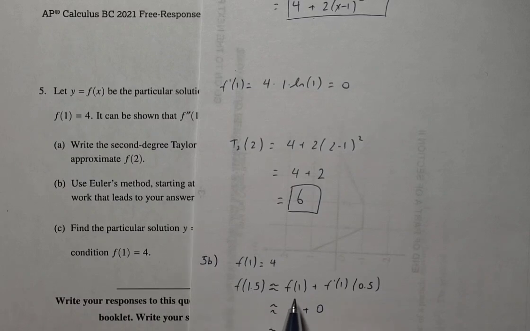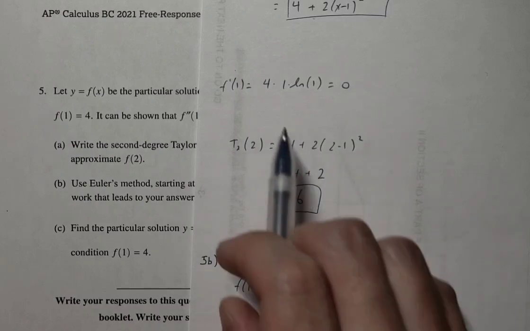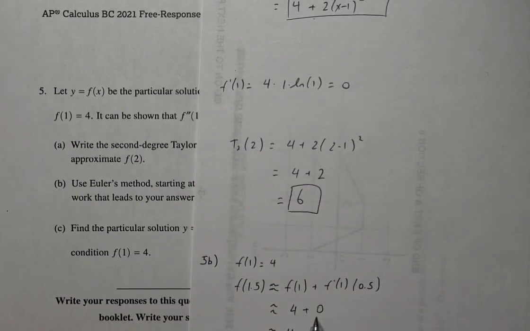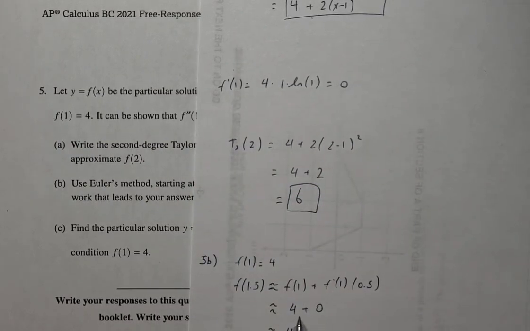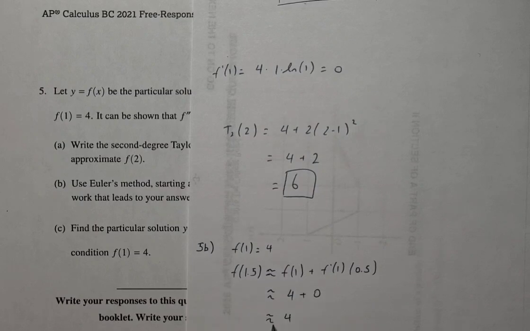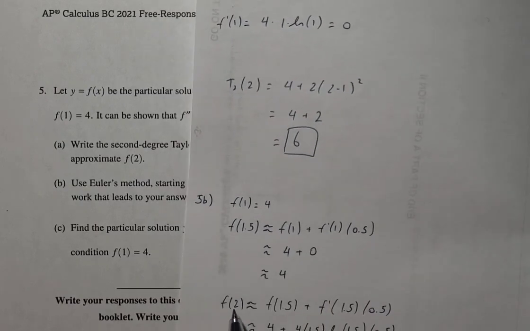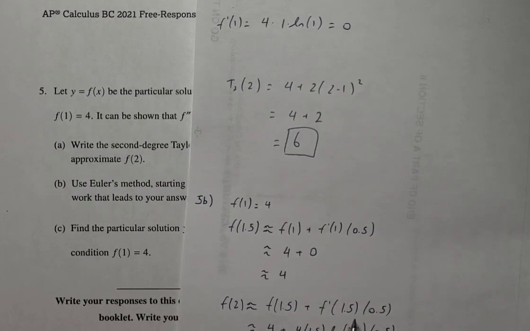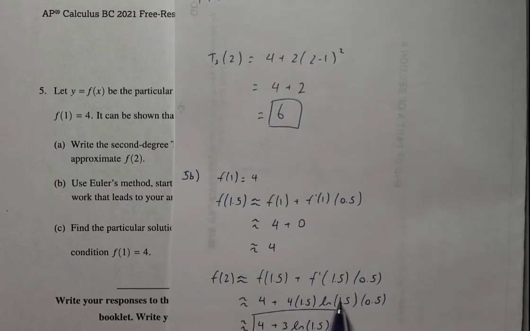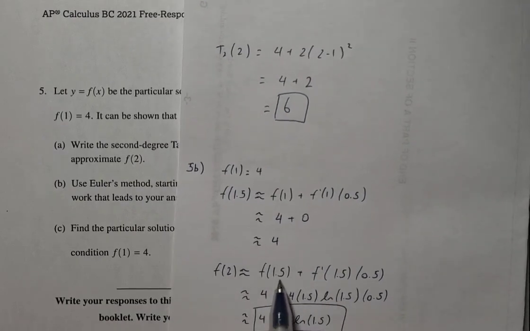So f of 1.5 is approximately equal to this. So f of 1 is 4. F prime of 1, we found here to be 0, times 0.5, which is 0. So f of 1.5 is approximately equal to 4. And then we move on to the next step. F of 2 is approximately the previous point, f of 1.5, plus f prime of 1.5 times 0.5. Okay? So this, we found to be approximately 4.